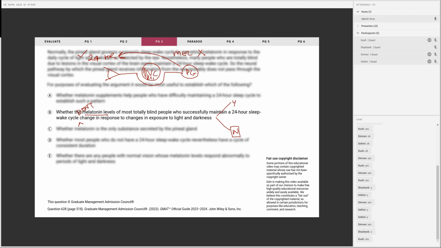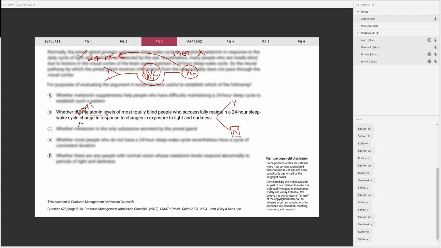Let me have a yes on this if you're comfortable, or unmute. Basically, the point that I'm trying to make is normally the pineal gland controls the 24-hour sleep-wake cycle. But if you are able to achieve the same objective without any changes in the melatonin levels, that means there is some other way of executing that 24-hour sleep-wake cycle. And it could be anything.